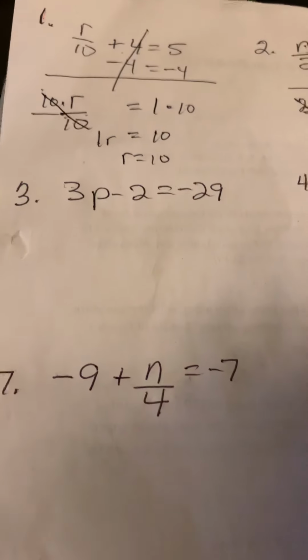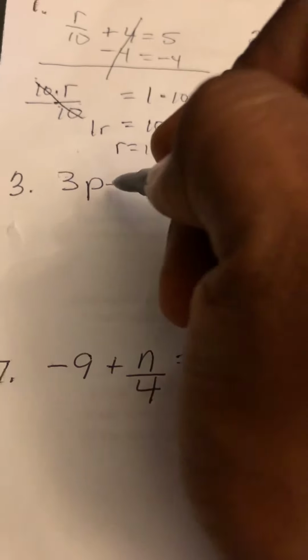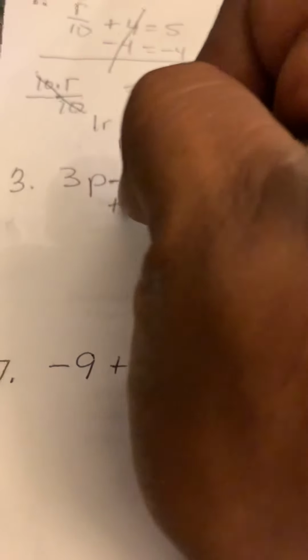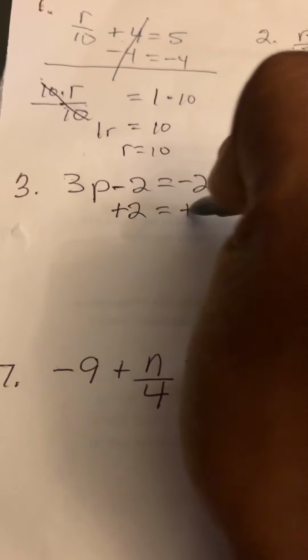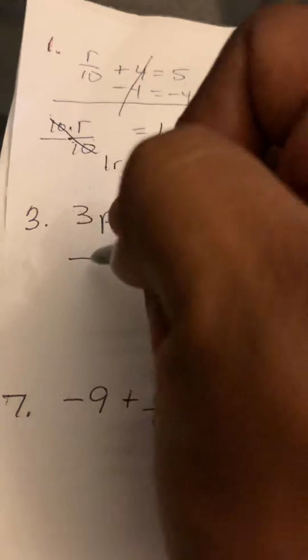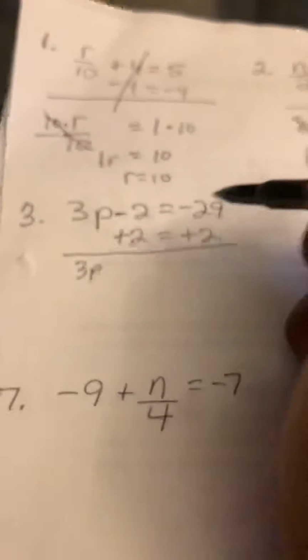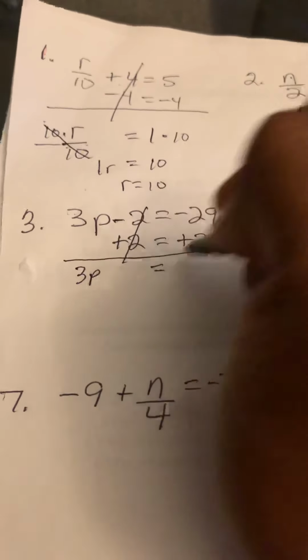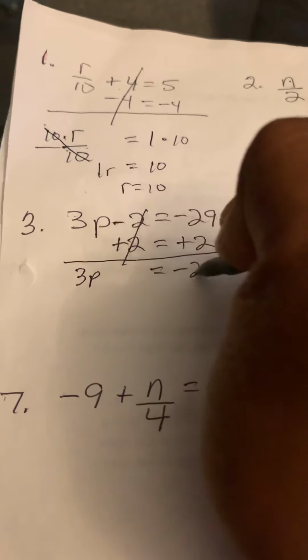Moving down to number 3. Number 3 has a minus 2 in it, so we got to do the inverse, or the opposite. So we're going to add 2 on both sides. That's going to leave us with 3p is equal to negative 27.